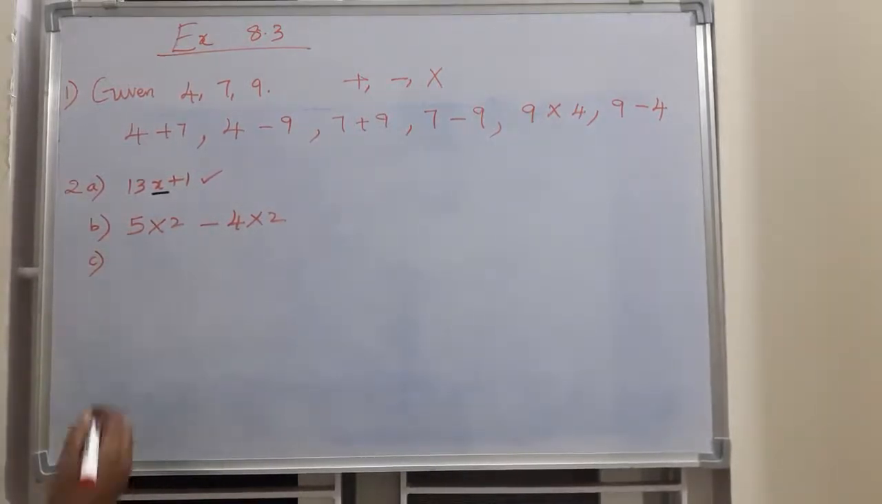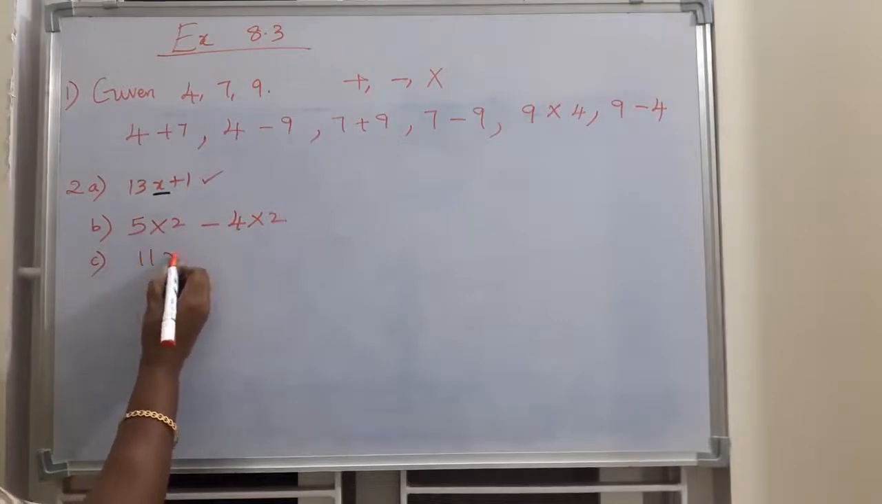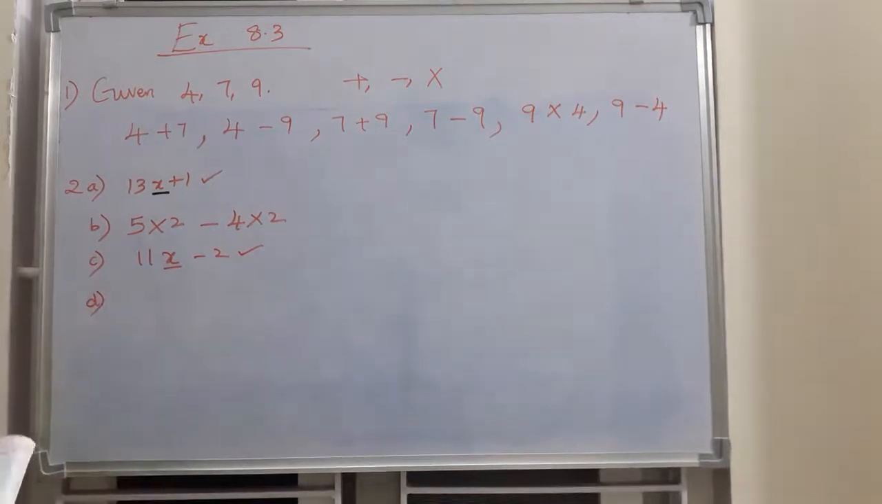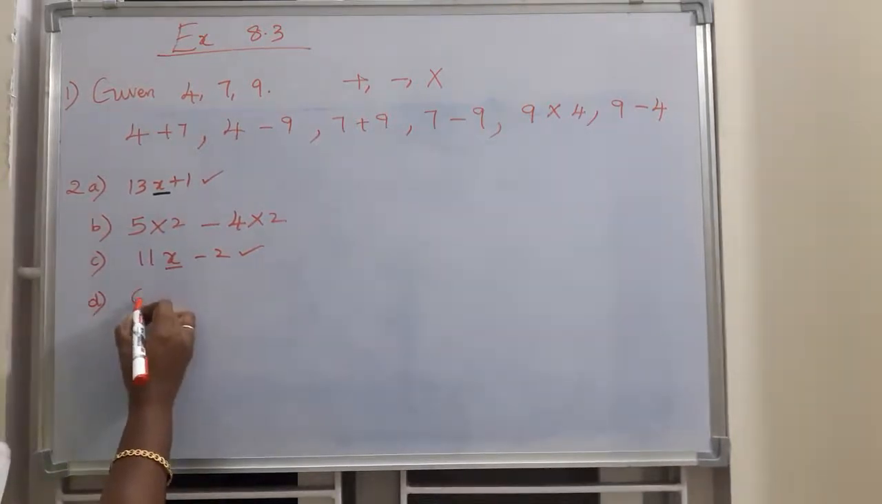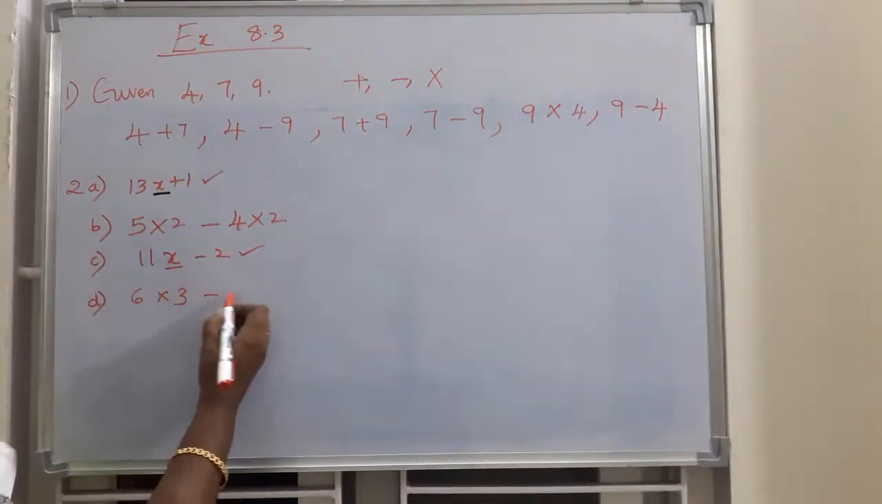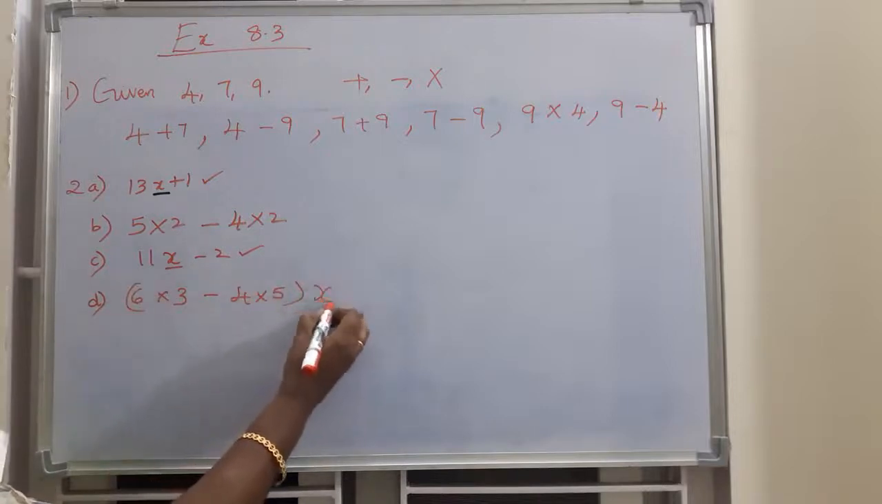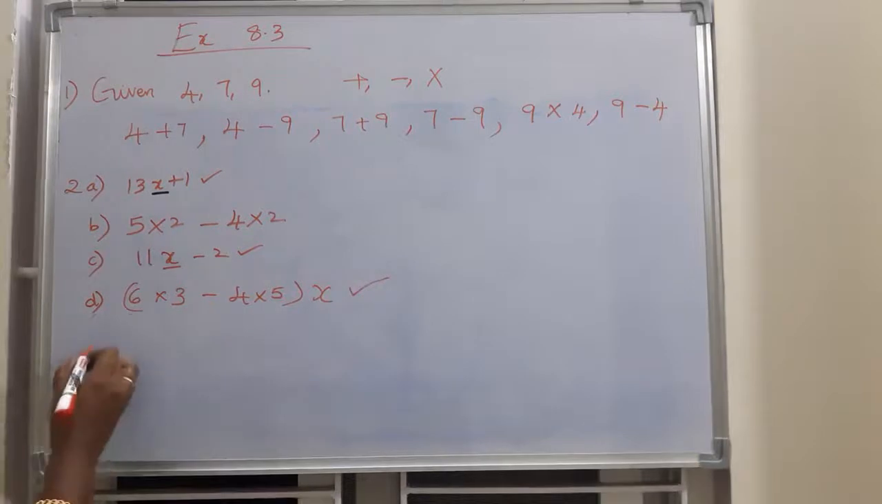C bit. 11x minus 2. There you have a variable. Keep a tick. D bit. 6 into 3 minus 4 into 5 total into x. So 6 into 3 minus 4 into 5, x is there, tick.